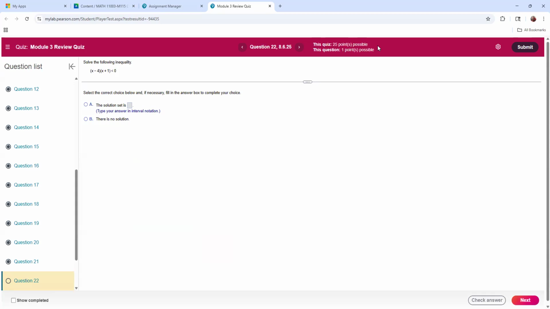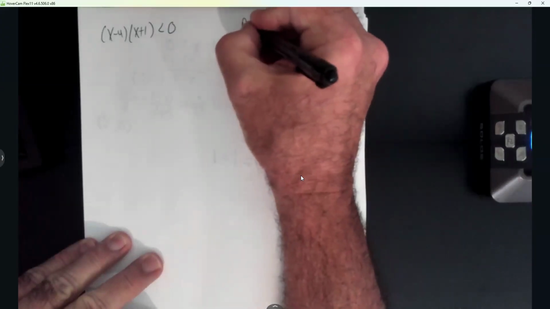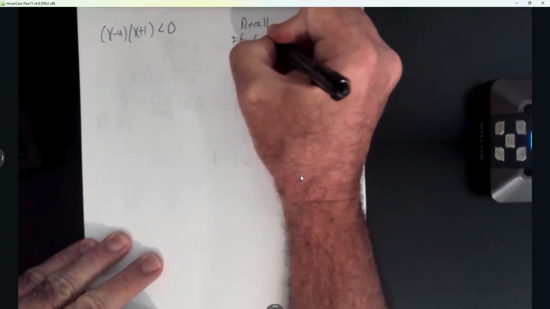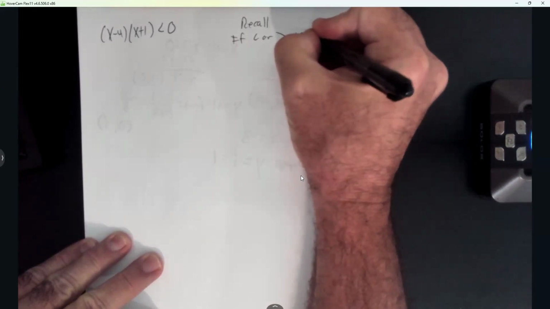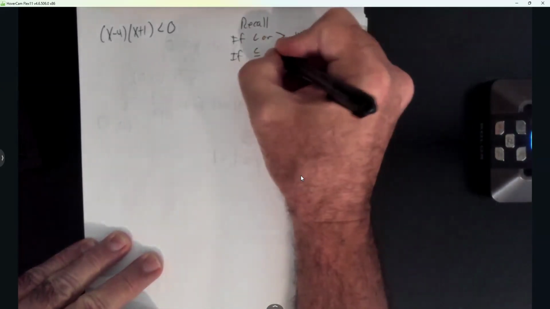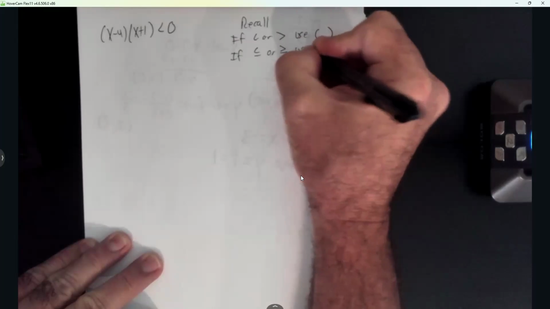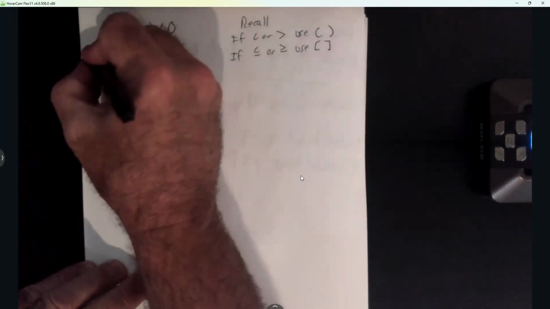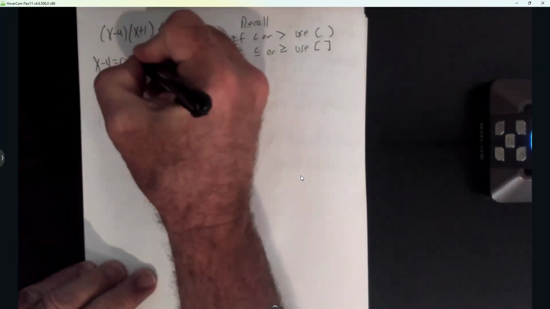Now we'll say on these inequalities, remember, recall, if it's less than or greater than, use parentheses around the number. If it's less than or equal or greater than or equal, you're going to use brackets around the numbers, okay? Now, this one's already factored, so take both of these factors and set equal to 0.